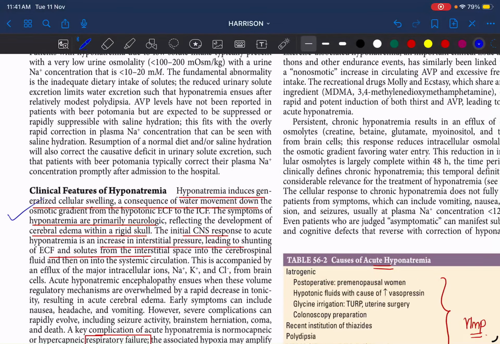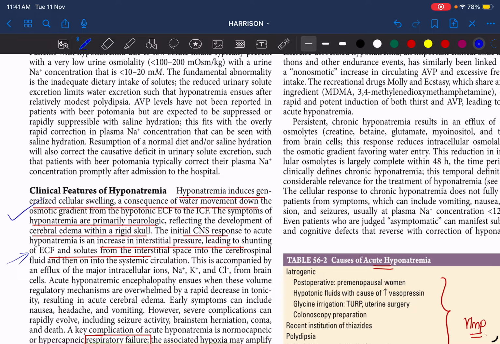So hyponatremia induces cellular swelling because of the water movement down the osmotic gradient. Hyponatremia means the first system to be involved is always the CNS. That is neurologic, which develops in the form of cerebral edema within a rigid skull. The skull is rigid, and within that, swelling happens. That is called cerebral edema.